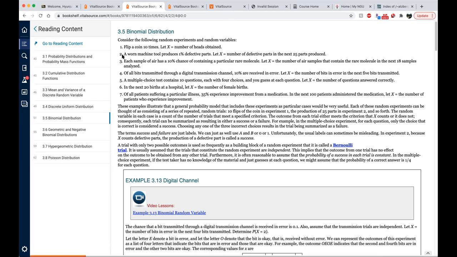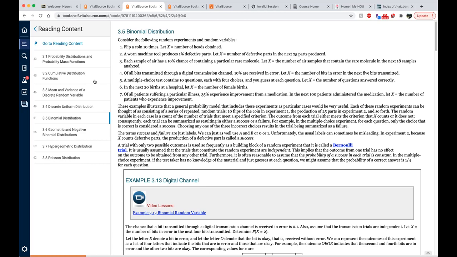Then let's see the next example. One machine tool produces 1% defective parts. Let X be equal to the number of defective parts in the next 25 parts produced. Each part produced can be considered a trial, okay? And then we expect only two outcomes, defective or non-defective, right? Only two outcomes. And each part produced is independent.